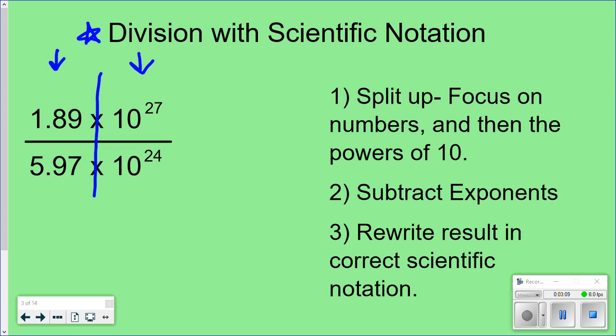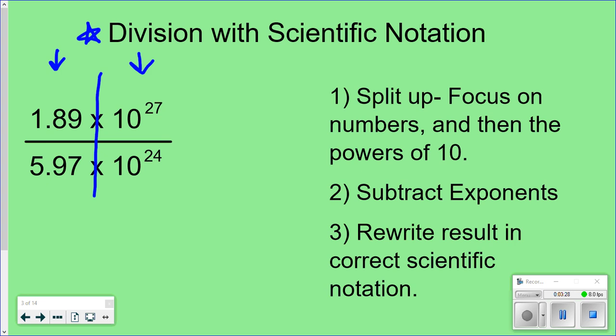So first thing I'm going to do, this is for dividing, I'm going to look at my powers of 10. Now the other day we talked about rules with powers and exponents. When you multiply, what happens to your powers? When you divide, what happens to your powers? We did that a few days ago, I think in lesson 4.3.